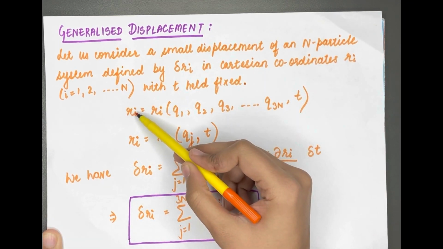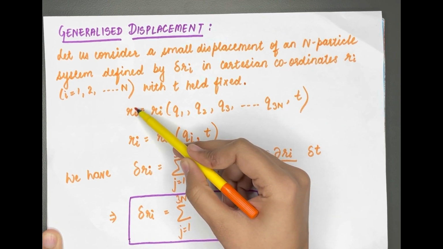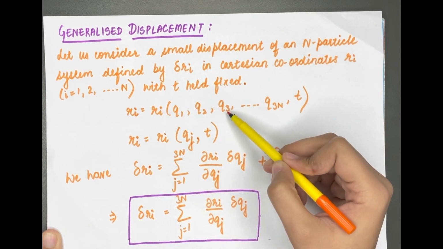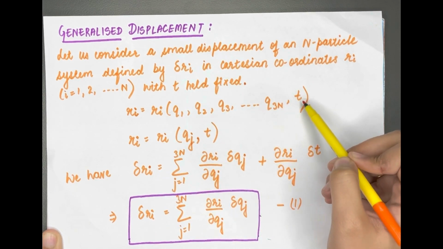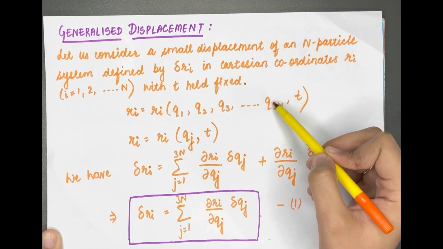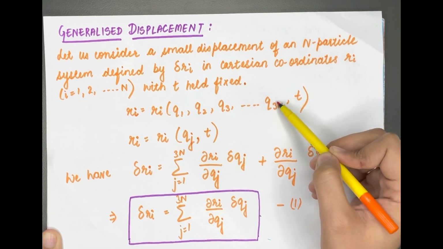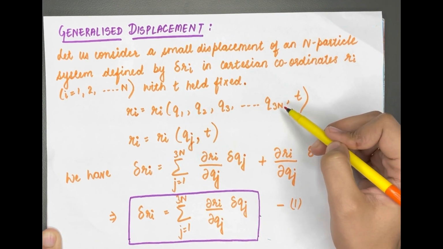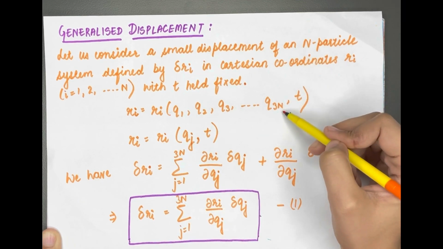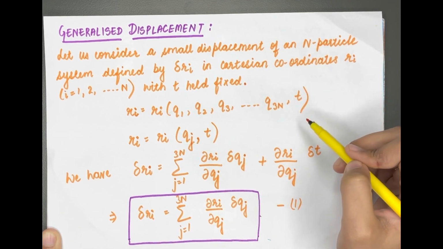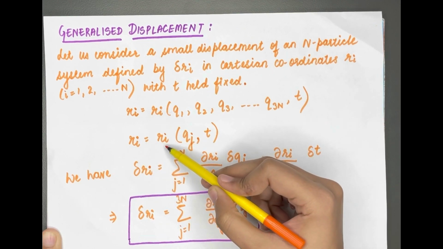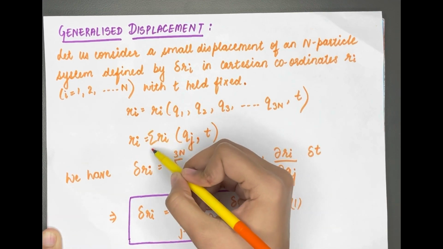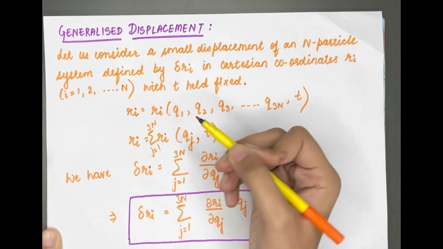Now, Ri is the Cartesian component of displacement. It is a function of q1, q2, q3 up to q3n and t. You already know from your previous knowledge why we are taking it as 3n, because the number of coordinates required to describe a system of n particles is 3n. Can I simply write it as Ri = Ri(qj, t), where j ranges from 1 to 3n?